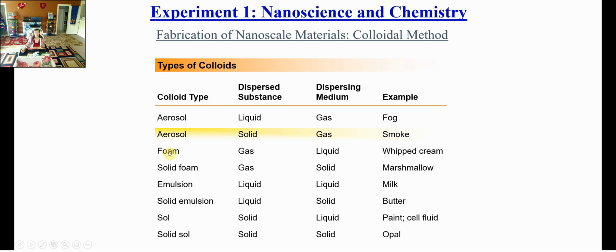And you also have foam, gas dispersed in liquid, or solid foam, gas dispersed in solid. And you have emulsion, liquid dispersed in liquid. Solid emulsion, liquid dispersed in solid. You can also have a sol, such as what I did for my nanometals. You can have a solid dispersed in liquid. The solid sol can be solid dispersed in solid. So this is the colloidal method.